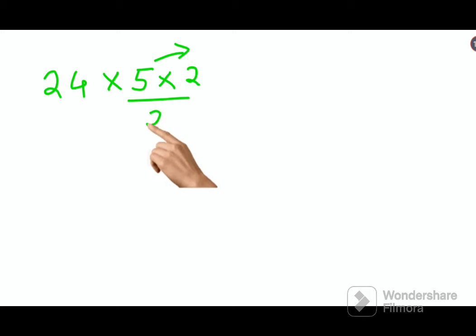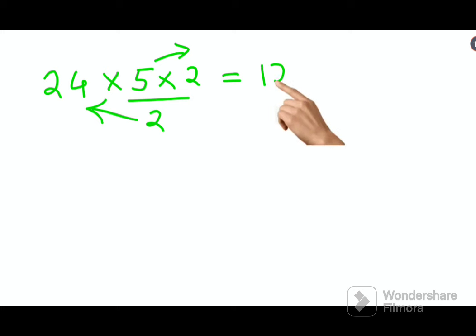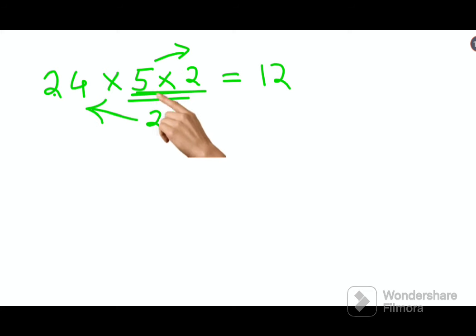Now I'll tell you why this is working. Let's say we had taken 24 and we had to multiply by 5. If I convert this into 10, what you have to do is just multiply by 2 and divide by 2. That's why I divided by 2. And since you are multiplying by 10, 24 divided by 2 is 12 and you're adding a 0.